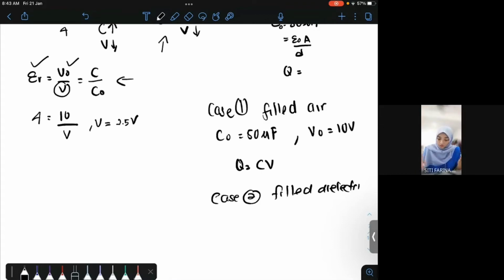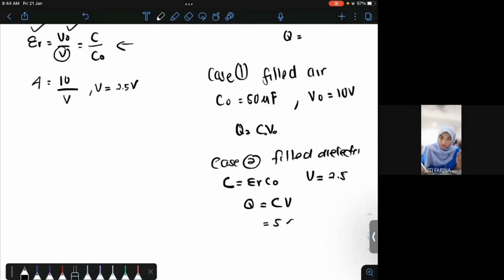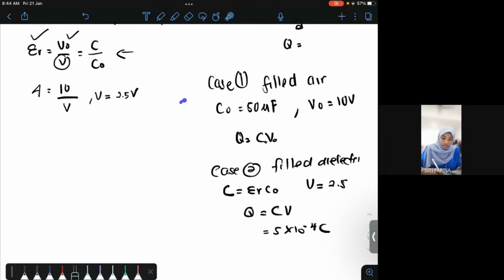Okay, after you filled with dielectric, what is going to happen adalah you're going to have new C, iaitu epsilon naught C naught. Cari nilai C baru and then boleh cari nilai V baru, which kamu dah cari dekat soalan 1, 2.5. Boleh guna info ini juga untuk dapatkan kamu punya Q. Awak akan dapat Q yang sama, which is 5 times 10 to the power negative 4 coulomb. Dua-dua method boleh, ataupun 500 microcoulomb. Okay, dua-dua will give you the same answer because your Q is constant.